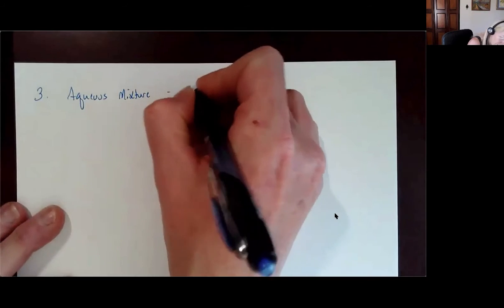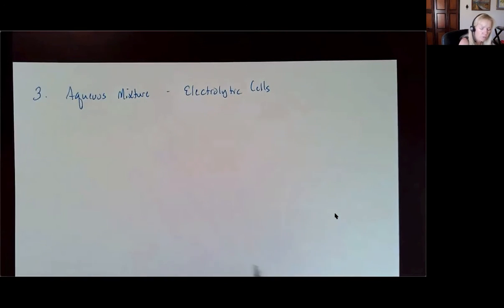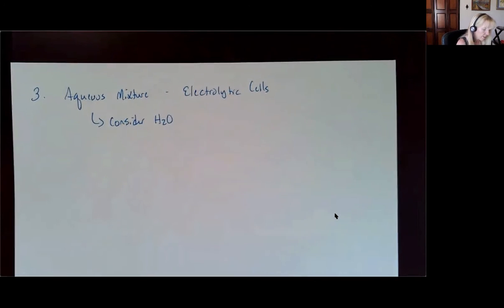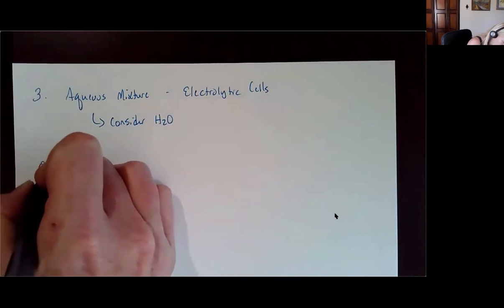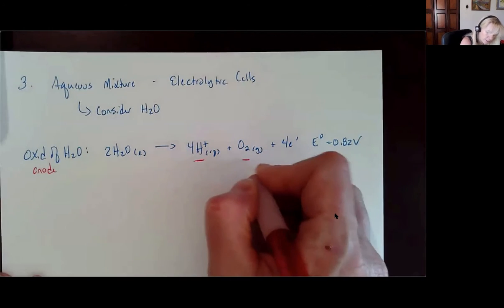All right, if I have the third scenario where I have an aqueous mixture, and remember these are all electrolytic cells, now I have to consider water. Because water can undergo oxidation and water can also undergo reduction. And so oxidation for water looks like this. I'm going to form an acidic environment at that anode, and I'm going to produce oxygen gas.